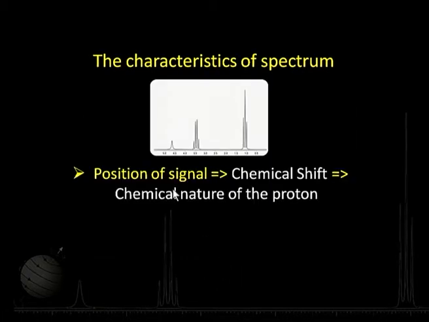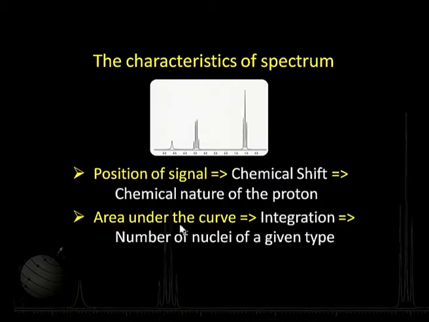The first characteristic is the position, that is, where the signal is coming. This is referred to as chemical shift, and it is a measure, or the indicator, of the chemical nature of the proton. I am talking about proton NMR. So, what kind of proton are we talking about? What is the chemical nature of that? That is indicated by the position of the signal.